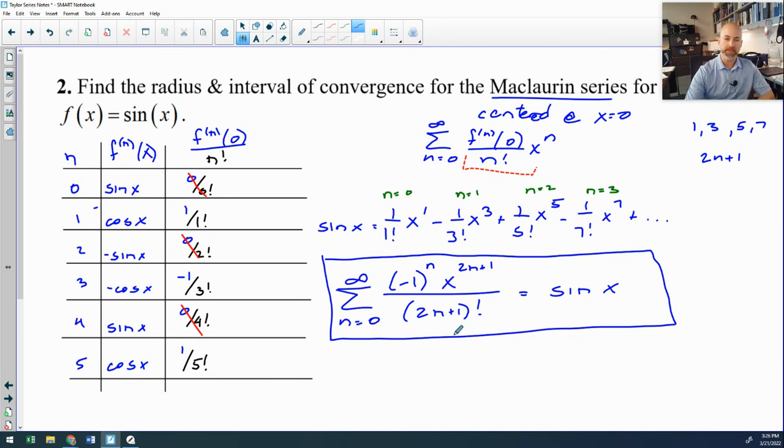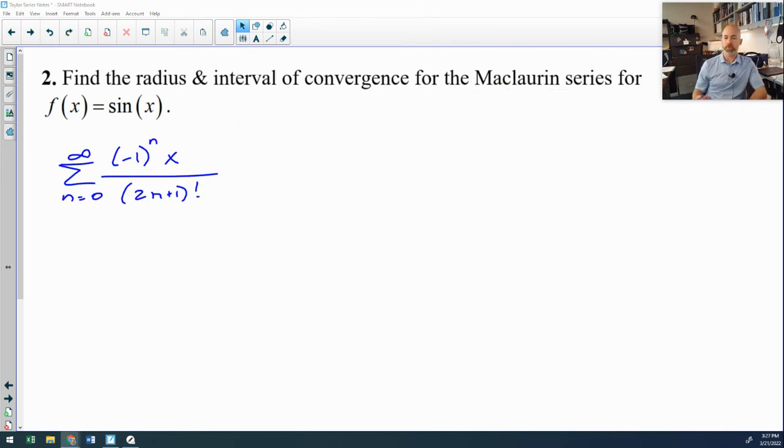But we're not done yet because this question asks us not just to find the series, but to find the radius and interval of convergence for this series. So let's look at that. For radius and interval of convergence, if it's a geometric series, then you can just look at the ratio. However, this is not geometric, so we do have to go on with the full ratio test.